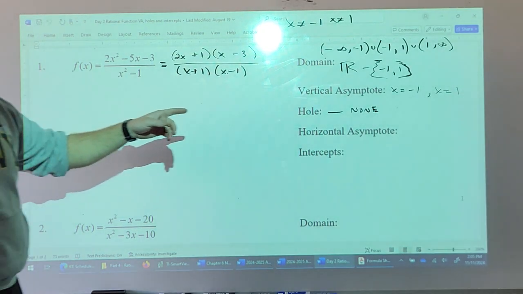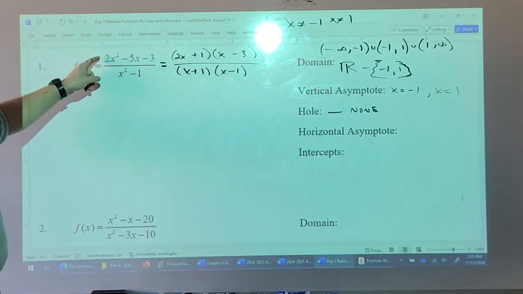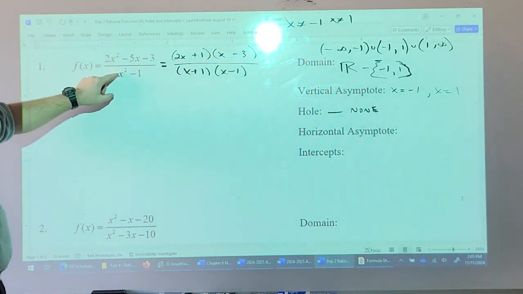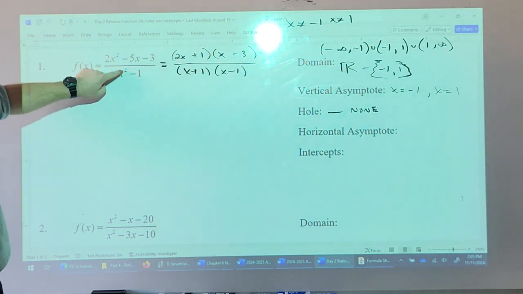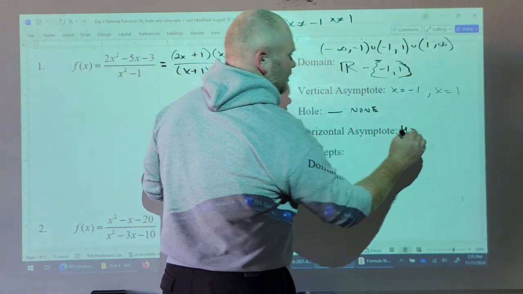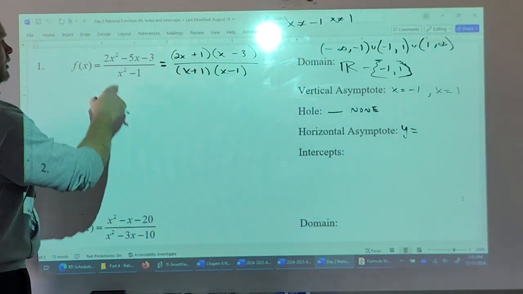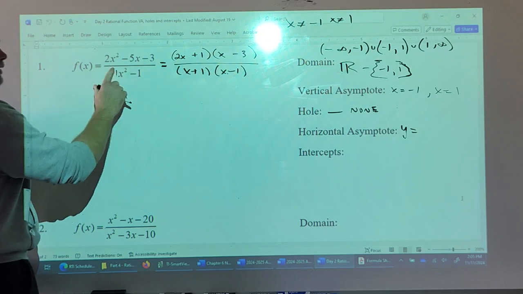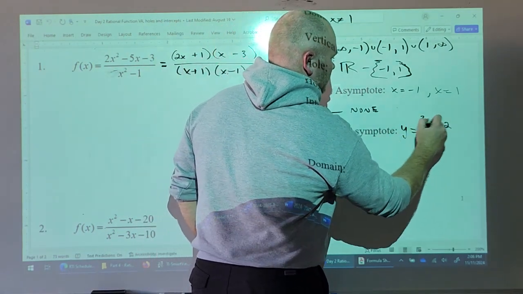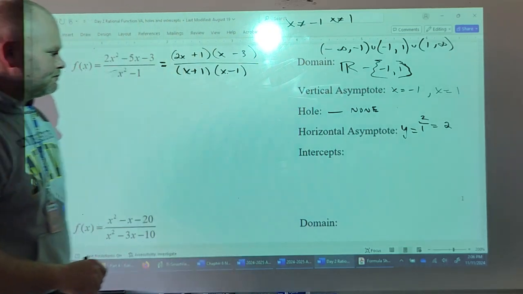Horizontal asymptote. So from yesterday, this is where we look at the relationship between the degree of the top and the degree of the bottom. Because these are the same degree, the horizontal asymptote will be the ratio of the coefficients. So 2 over 1, so y equals 2 over 1, or just y equals 2.